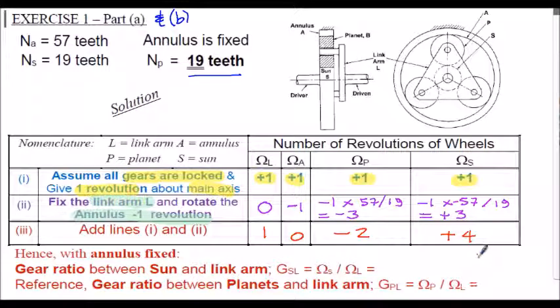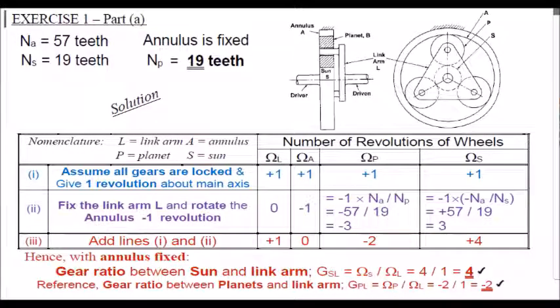If we want to find the gear ratio between the sun and the link arm, which we're looking for, the sun, it says in the table, is 4, link arm is 1, so the gear ratio is 4 to 1. And the gear ratio between the planets and the link arm is -2 to 1, again from the table above. So that's part B. Okay, a bit clearer to see when I write it in text.